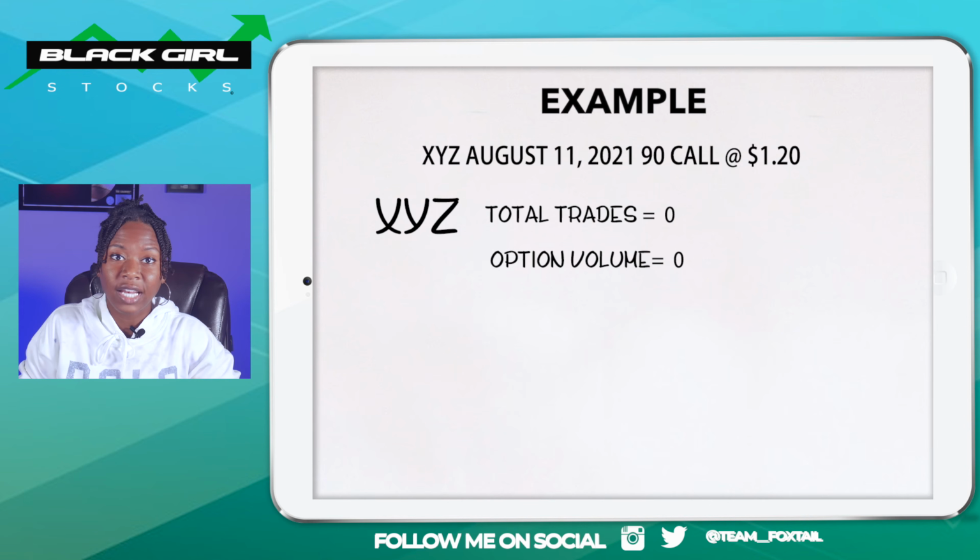Okay. For example, let's say that we have a call option on XYZ with a strike price of $90 and an expiration date that's next week. Now, today it didn't trade any options at all. Nobody traded it. It was very quiet. So the volume would show 0.